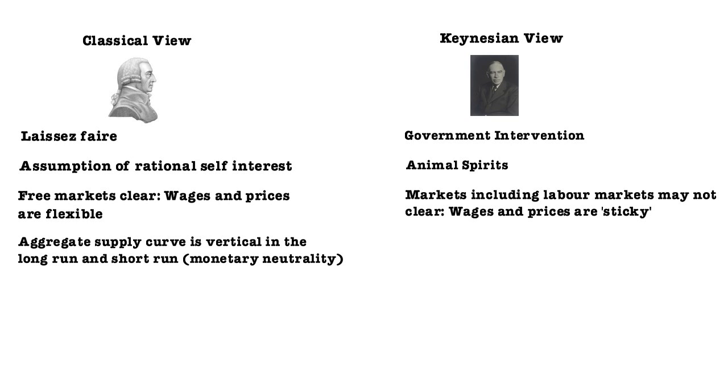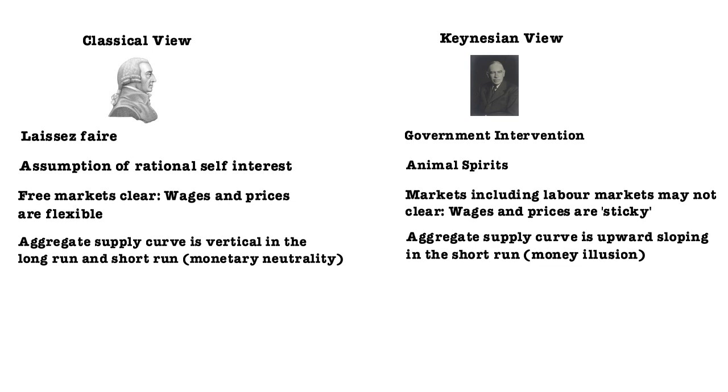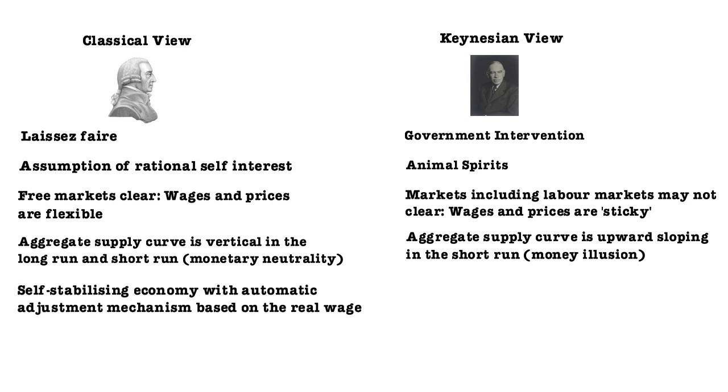In the classical view, we had the fact that the aggregate supply curve is vertical in the long run, that money and nominal variables don't have an impact on real variables such as GDP. So monetary policy shouldn't work, whereas in Keynes's view, the aggregate supply curve is upward sloping. And this means that when prices go up, yes, supply does go up as well, which denotes a role for fiscal policy. Classical view, the economy is self-stabilizing, with automatic adjustment based on a real wage that will fall during a recession.